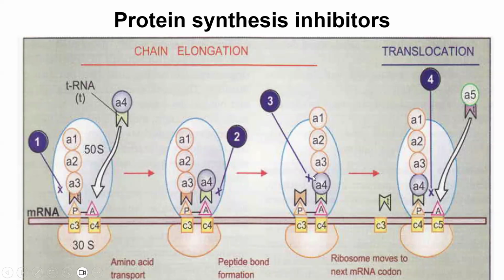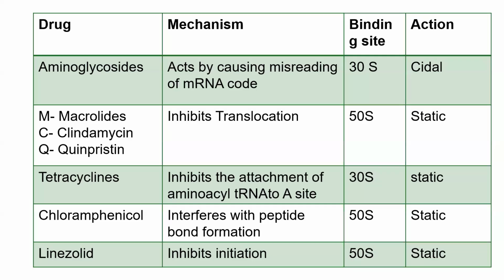And peptide bond formation is inhibited by chloramphenicol, and the translocation of the peptide bond step is inhibited by macrolides. So these are the four main mechanisms of action of the protein synthesis inhibitors. I have made it as a table, so you can refer. Aminoglycosides, mainly 30S, are the only cidal drug among the protein synthesis inhibitors. This only cidal drug acts by causing misreading of the mRNA code.